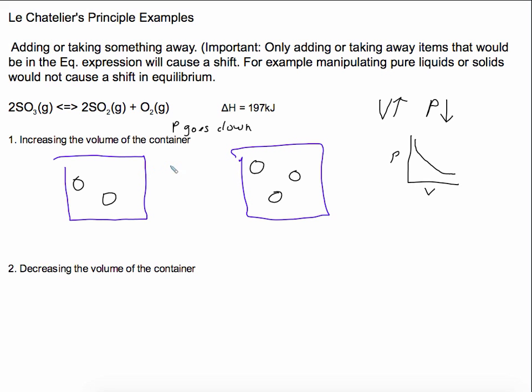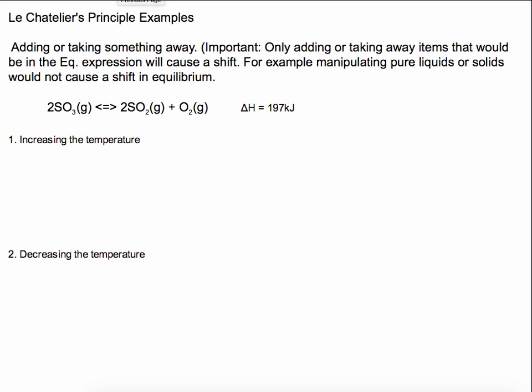So if we increase the volume, the pressure is going to go down, so the reaction is going to shift to the right because there are more moles. Now if we decrease the volume of the container, that is going to make the pressure go up. And if the pressure goes up, this reaction is going to shift to make it go back down. So it's going to shift to the left because there are fewer moles of gas.